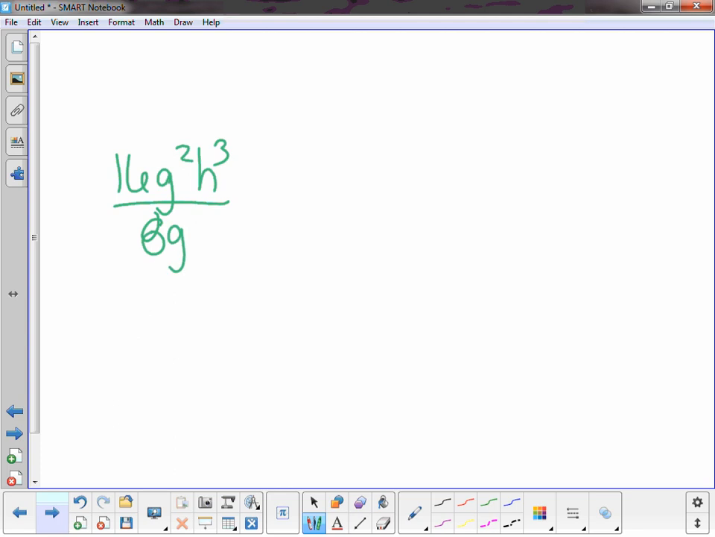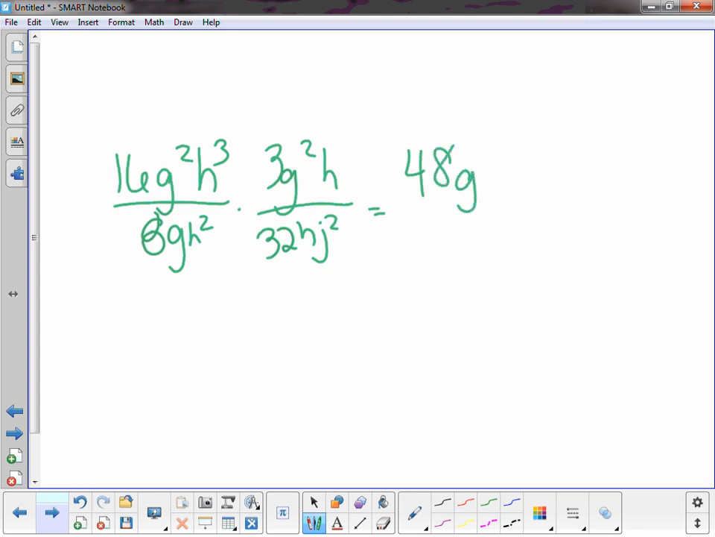So we have this. So let's go ahead and multiply. 16 times 3 is going to give us 48. Okay, so g squared times g squared, when you add those exponents, you get g to the fourth. H cubed times h to the first is going to give me h to the fourth. 8 times 32 is going to give me 256. 1g on the bottom, h squared times h is h cubed, j squared.